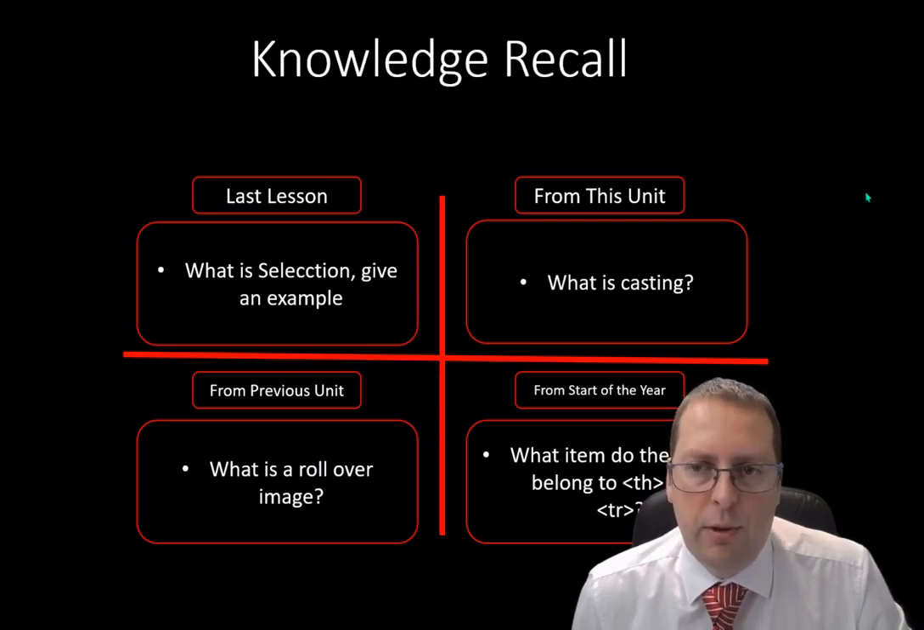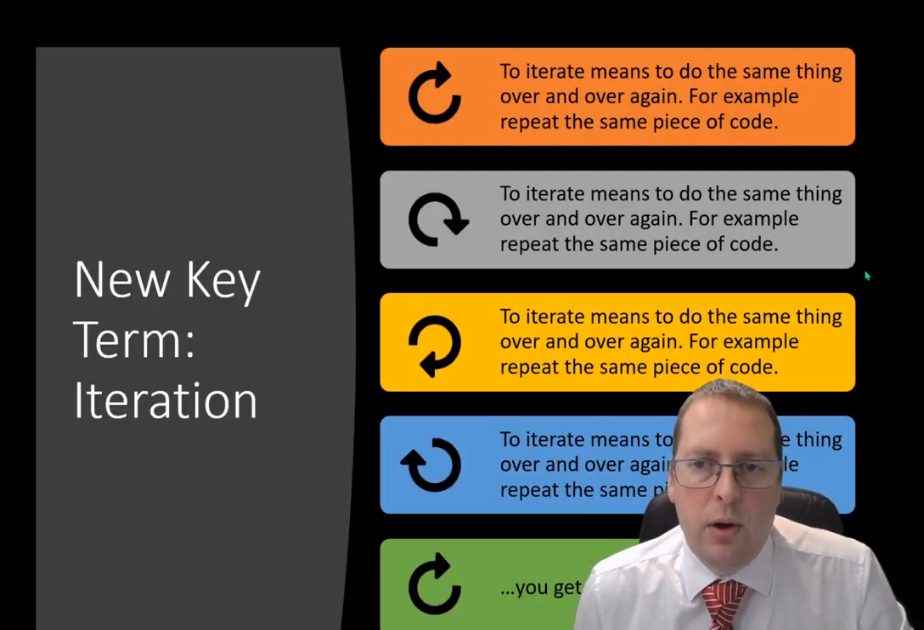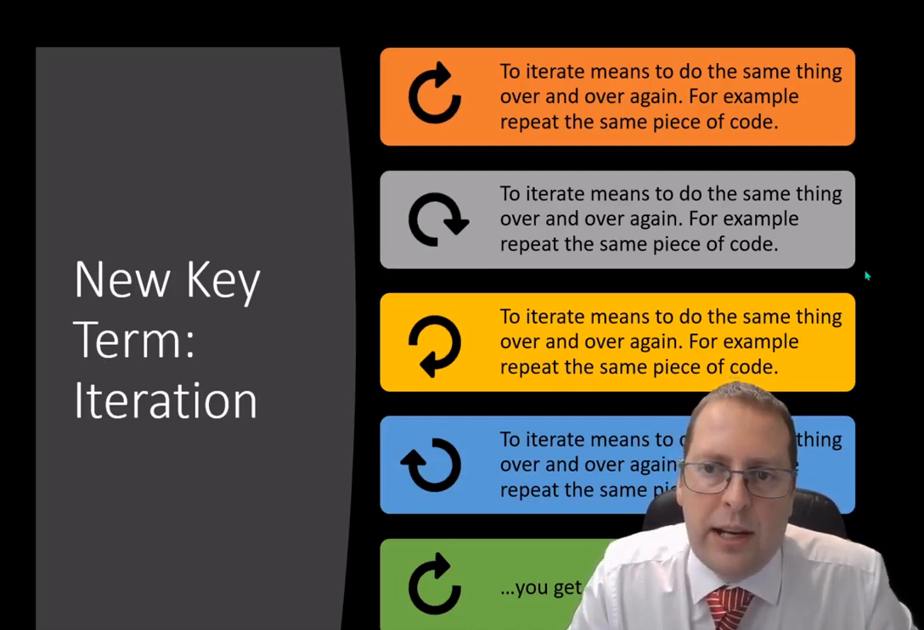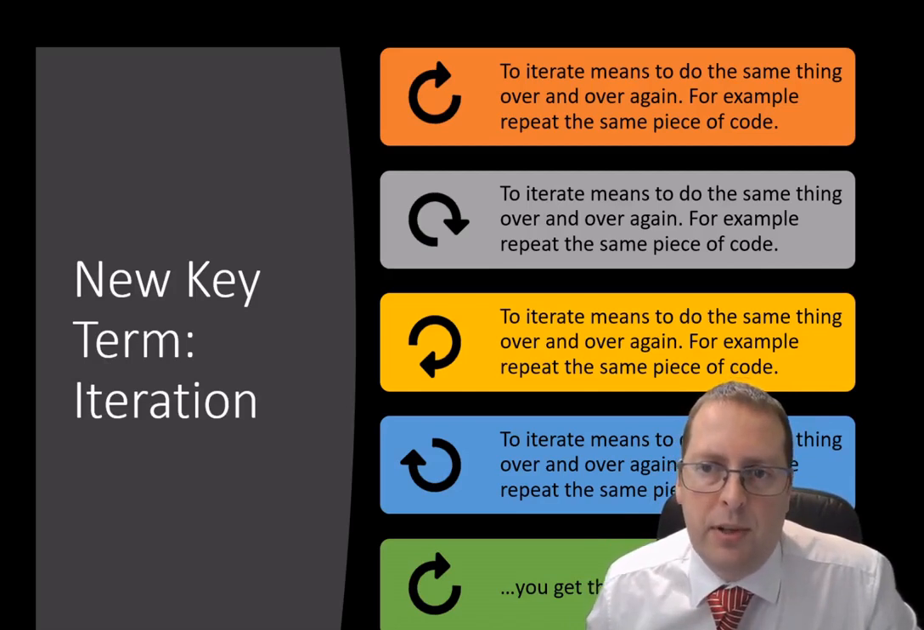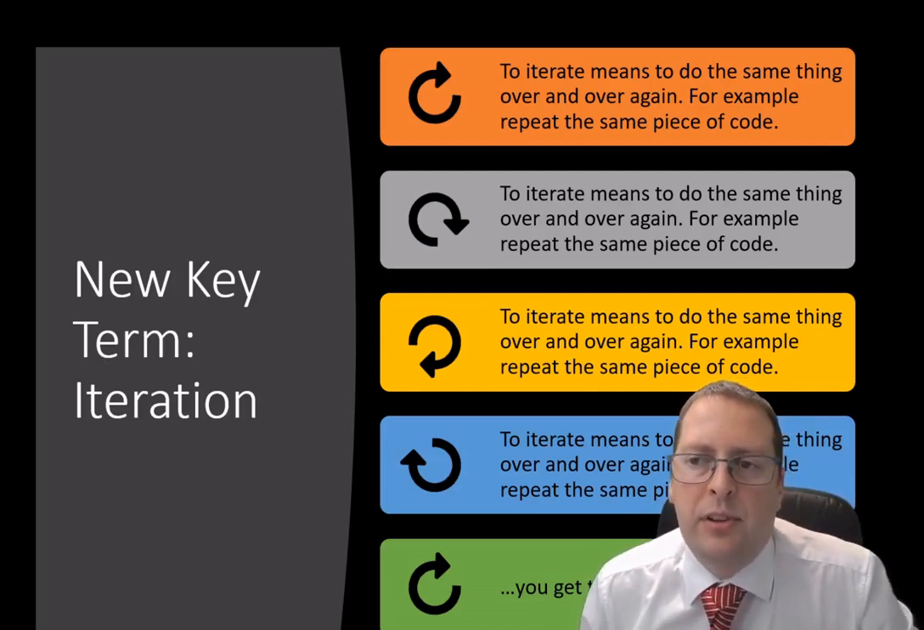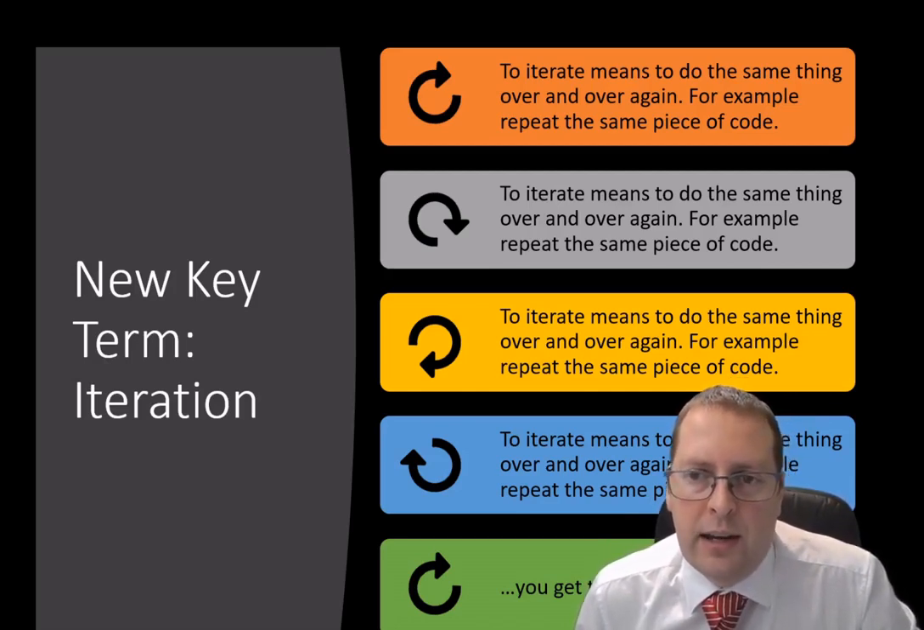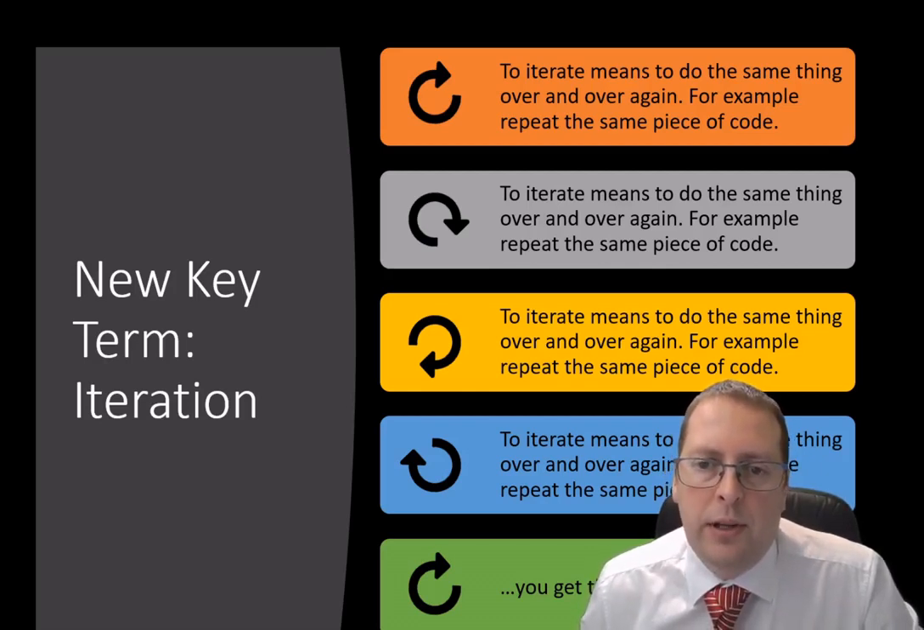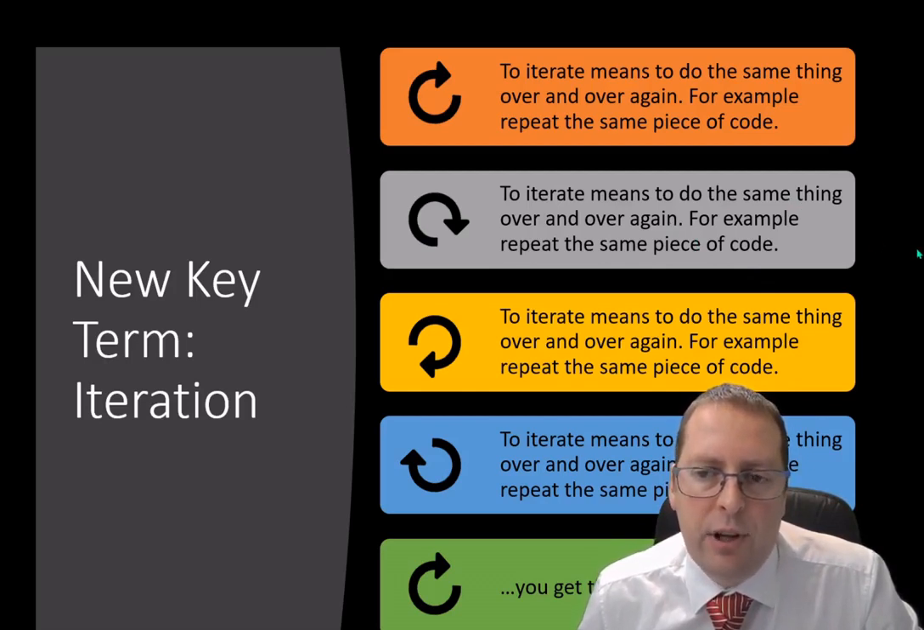Okay, moving on from our knowledge recall questions. I've already mentioned the word iterate, and we're going to look at that again. So I'm going to read the first statement. To iterate means to do the same thing over and over again. For example, repeat the same piece of code. I'm going to look at the next one. To iterate means to do the same thing over and over again. For example, repeat the same piece of code.